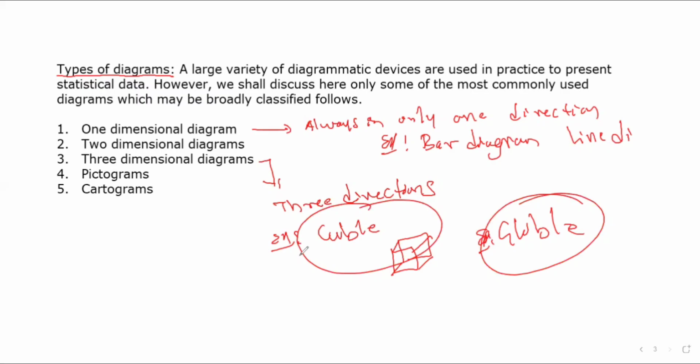Then pictograms are nothing but representing the data in the form of pictures. So these are some different kinds of diagrams. In the next video, we'll discuss the first one, that is, one-dimensional diagrams.